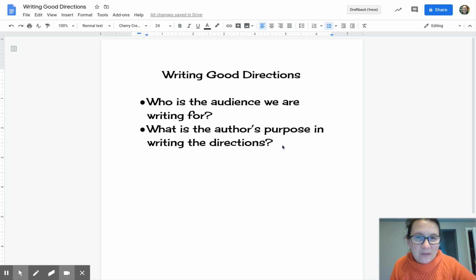Remember, today we talked about the audience, keeping the audience in mind, who we're writing for, and keep in mind the author's purpose for writing the directions too.